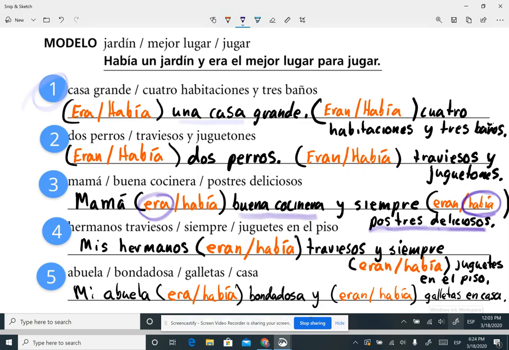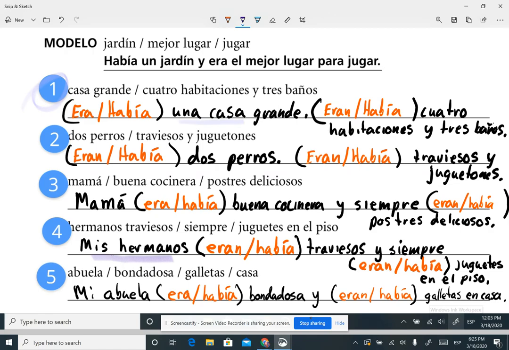A little bit tricky because we have this adjective here which can confuse you, but really we're saying that they existed, so choose había. Number 4. In number 4, what we're doing is we're going to describe my brothers, mis hermanos. So mis hermanos were traviesos. They were mischievous, and they always, siempre, were, and there were always toys on the floor, right?